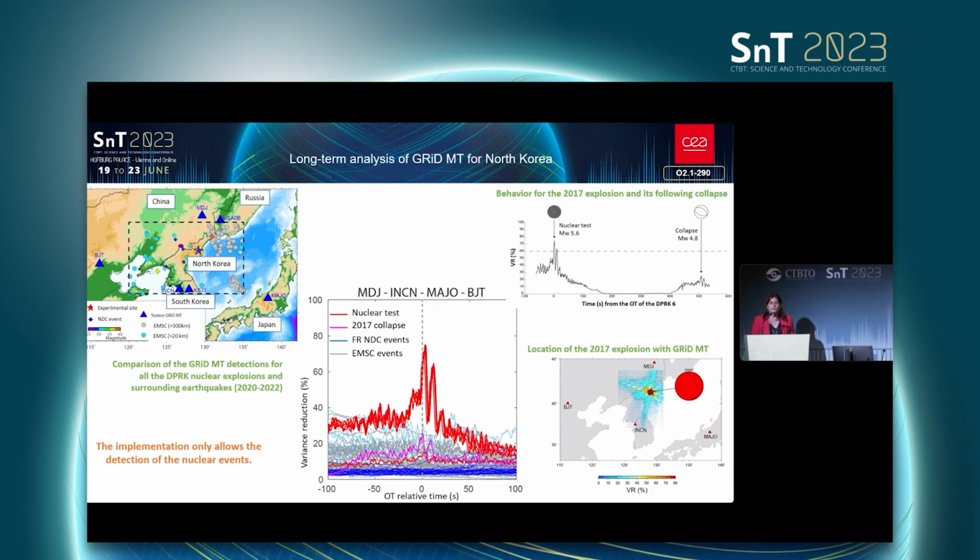We also get the detection of the 2017 collapse. As you see on the top figure, this event followed, 8 minutes and 30 seconds later, the largest explosion on the Punggye-ri test site. For this one, the VR value is smaller, but this is because at long period, we are still in the coda energy of the large explosion. But we still get an implosive mechanism in agreement with the collapse and a correct magnitude.